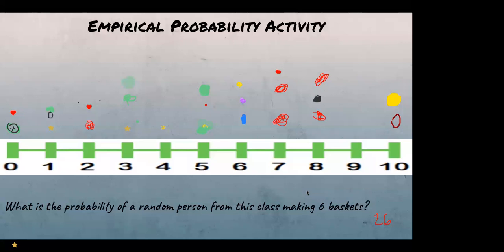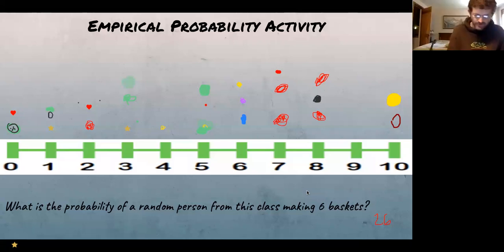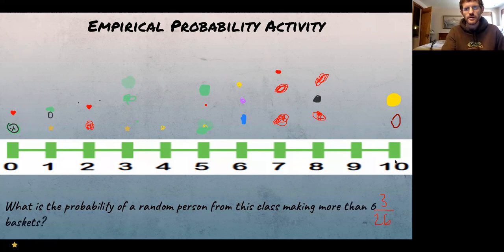Would it be 3 out of 26? That's it. That's all there is to it. So you go to the 6, there's 3 observations, and that's what we've got. So pretty straightforward. Now everything is the same, I just changed the question slightly. It says, what's the probability of someone making more than 6 baskets?